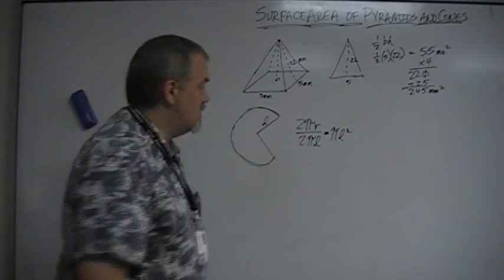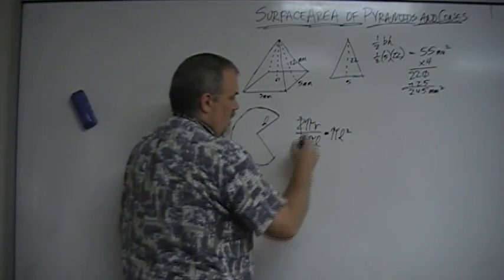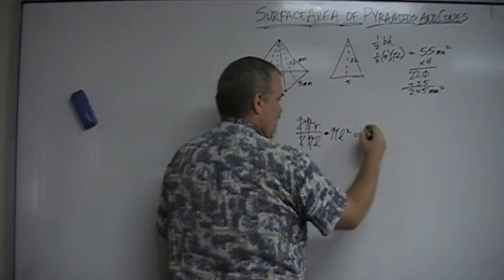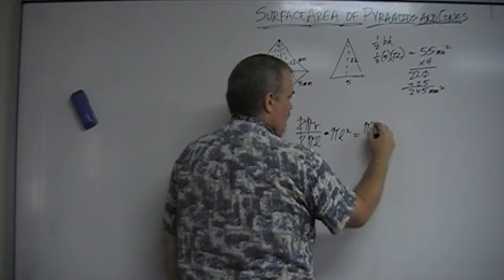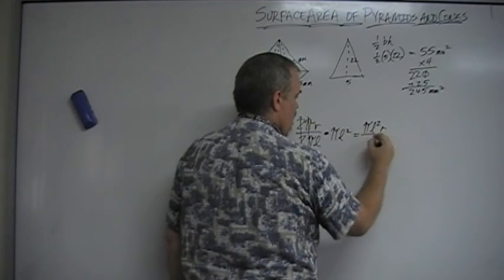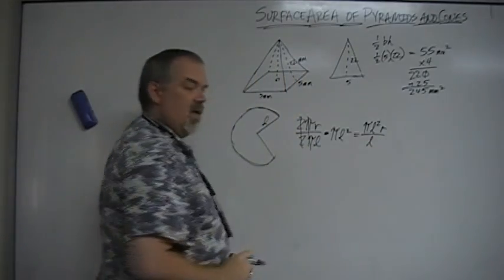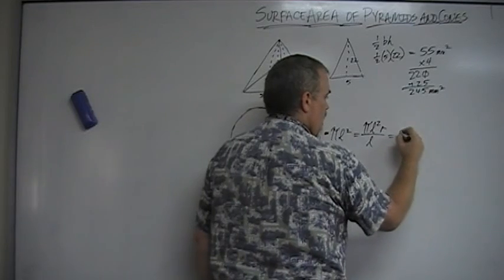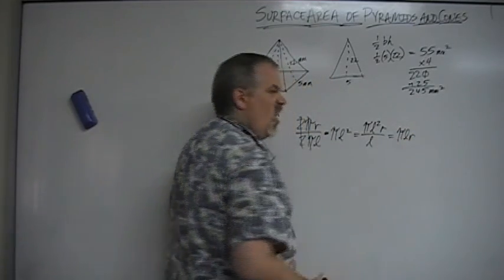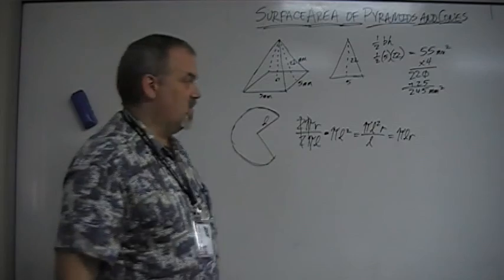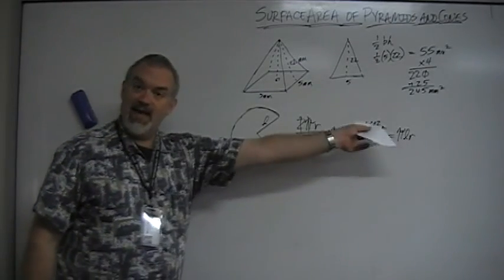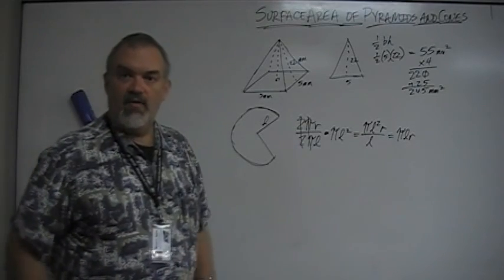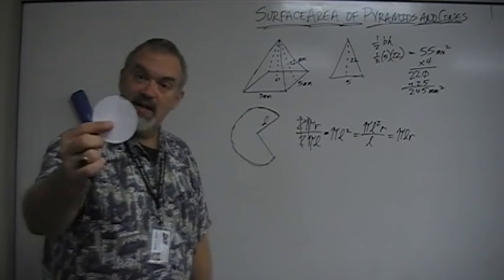So now then, the beautiful thing about this is a lot of these numbers cancel. You know how to do this. The 2's cancel, the pi's cancel. Then we have pi L squared R over L on the bottom. One of the L's cancel, and this simplifies to pi L R, or pi R L, whichever way you prefer to write it. That little equation is going to give us the curved area of my cone. But I also need the base.